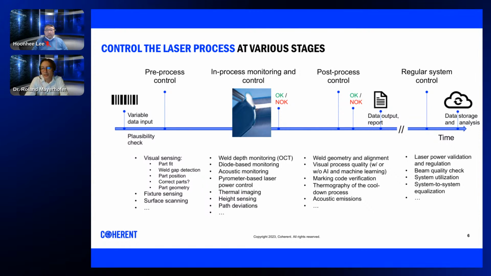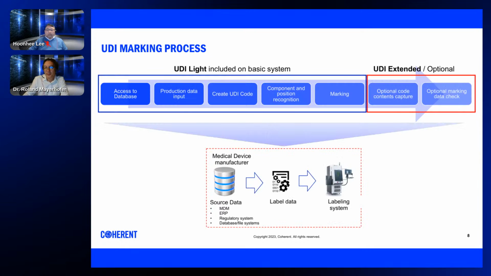In the post-process control area, again, there are a lot of technologies available. And for marking, of course, there's the code verification as the number one. But it can also have a look at acoustic emissions again if you do some welding process, for example. And then after quite a while, in a longer frequency, basically you can do a regular system control, check the power of the system, and maybe send all the collected data once a day into a cloud or somewhere else. So basically, this is the time line for a generic process that we use with a laser. And as we can see, the UDI laser marking fits very well into that timeline.